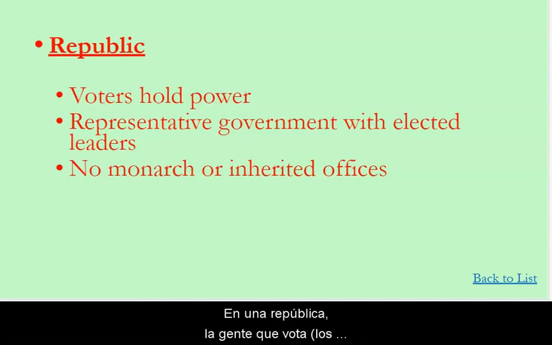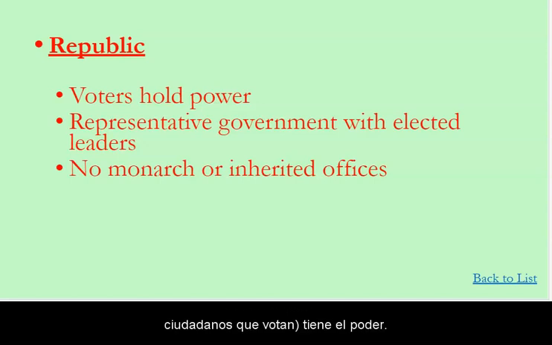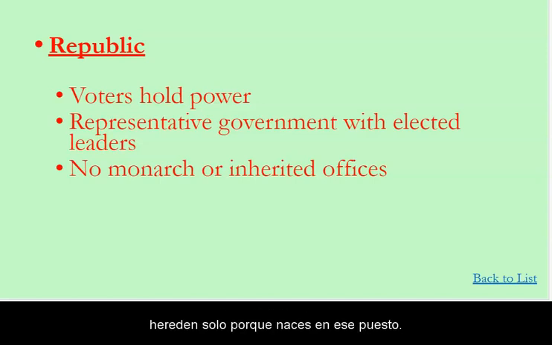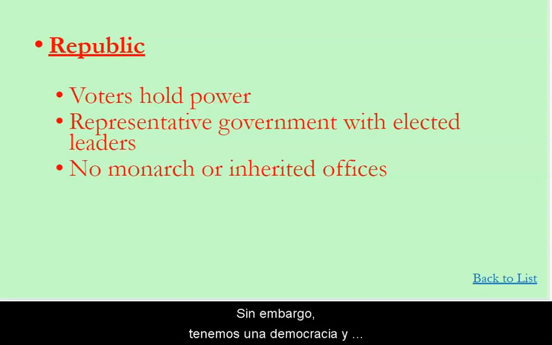In a republic, the people who vote, the citizens who vote, hold the power, and they are going to elect representatives to government to make decisions for them. There's no monarch, which is a king or queen, and there's no offices that are inherited just because you are born into that position. We don't have that in America. However, we do have a democracy and we do have a republic.